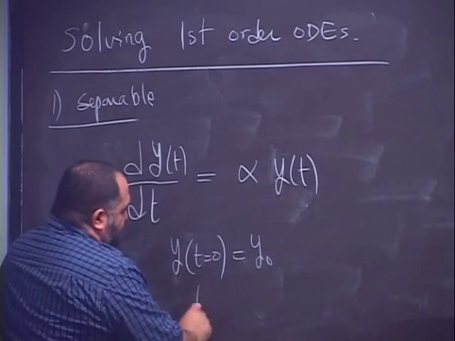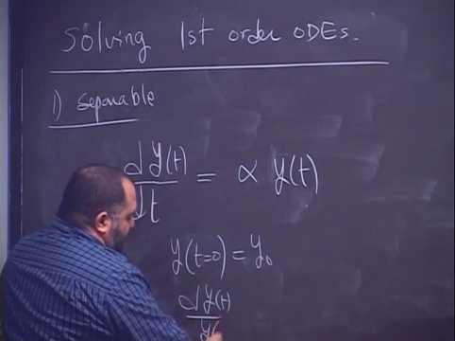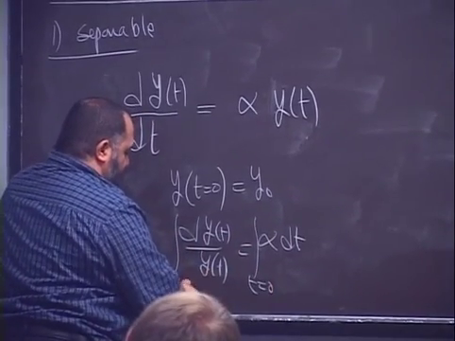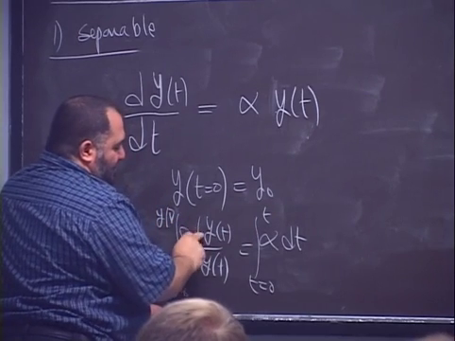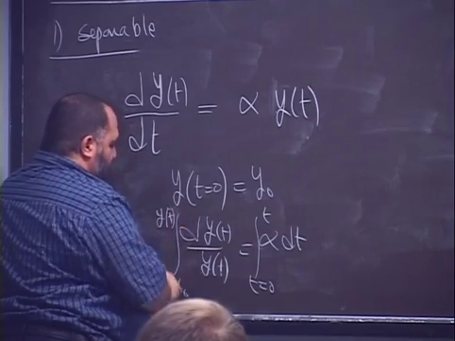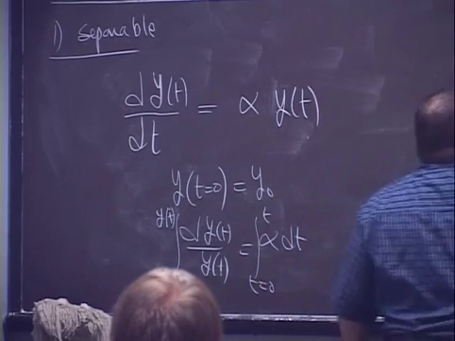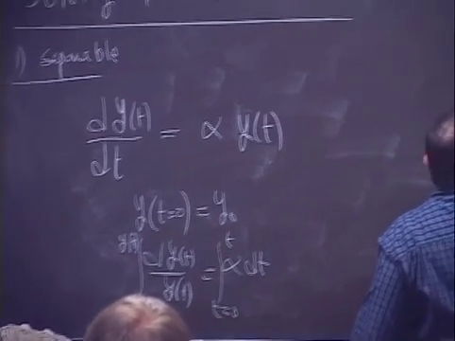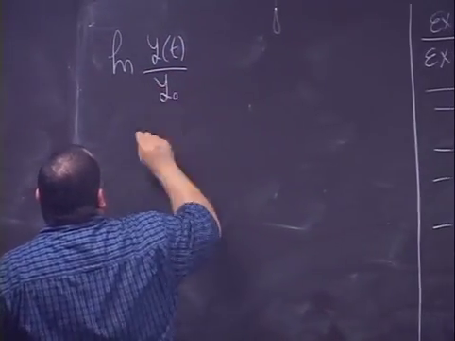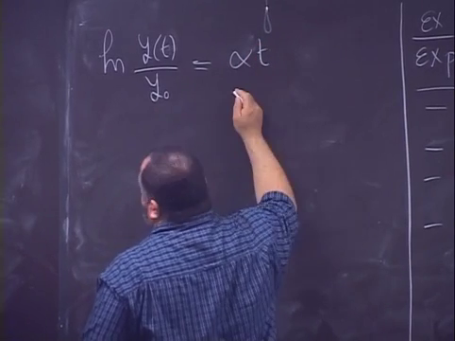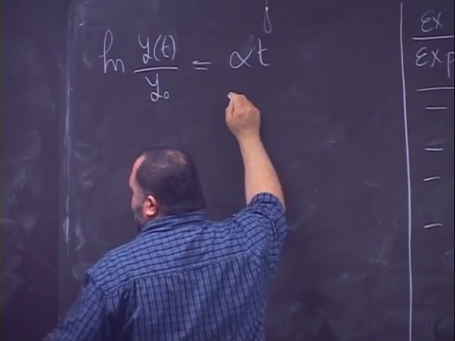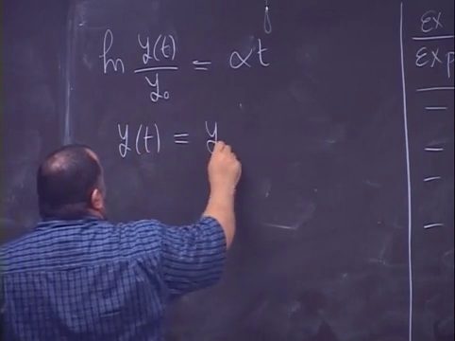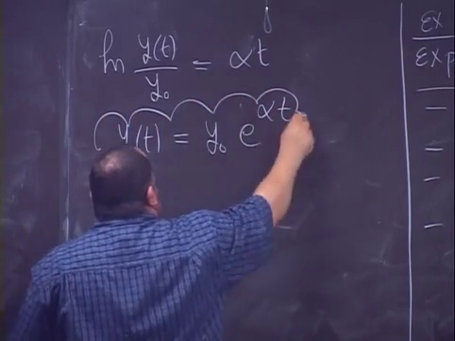To be able to solve this, you will say that dy of t over y of t is equal to alpha dt, and then at t equal to 0 this is y naught, and at t equal to t this is y of t. Then this will be ln y of t from y naught to y of t. So ln, when you substitute, this will be y of t over y naught equal to alpha multiplied by t, because at t equal to 0 this is 0, and at t equal to t it is t, so alpha t. Then y of t is just equal to the initial y naught e to the power of alpha t, and this is the exponential growth function.